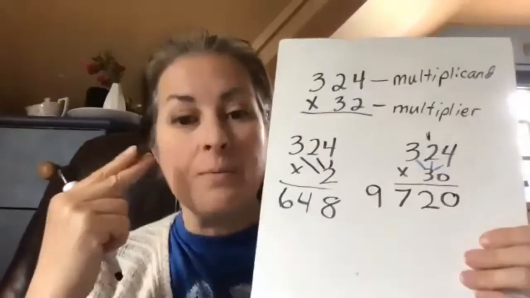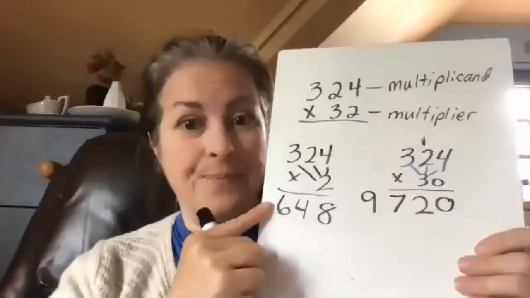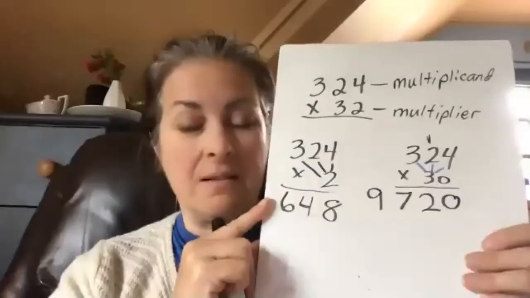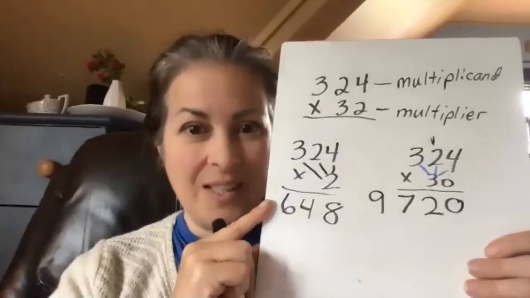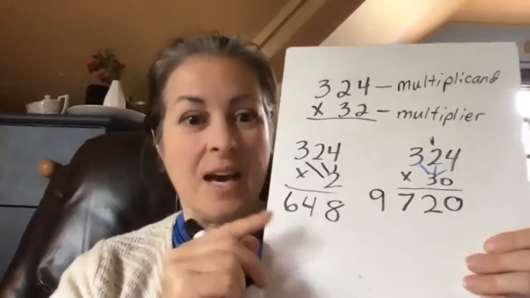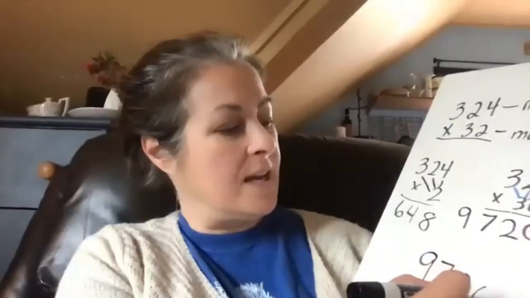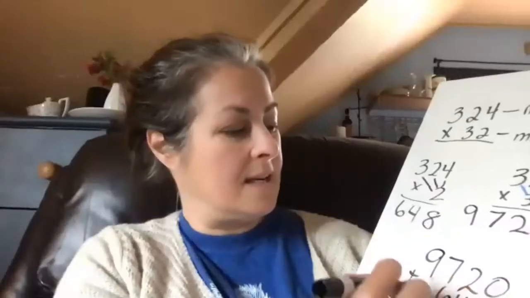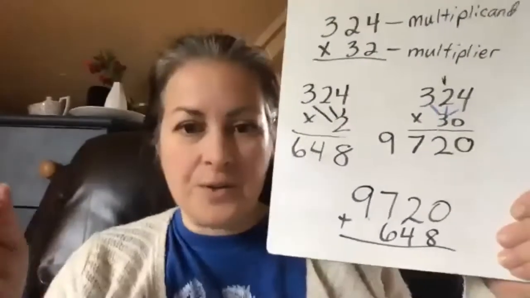And we use the word product to mean the answer of a multiplication problem. Okay, product is the answer. Can you all say that? Product is the answer. Yep. So now we have to add them up. So I'm going to write 9,720 plus 648. Okay, what do I do first?